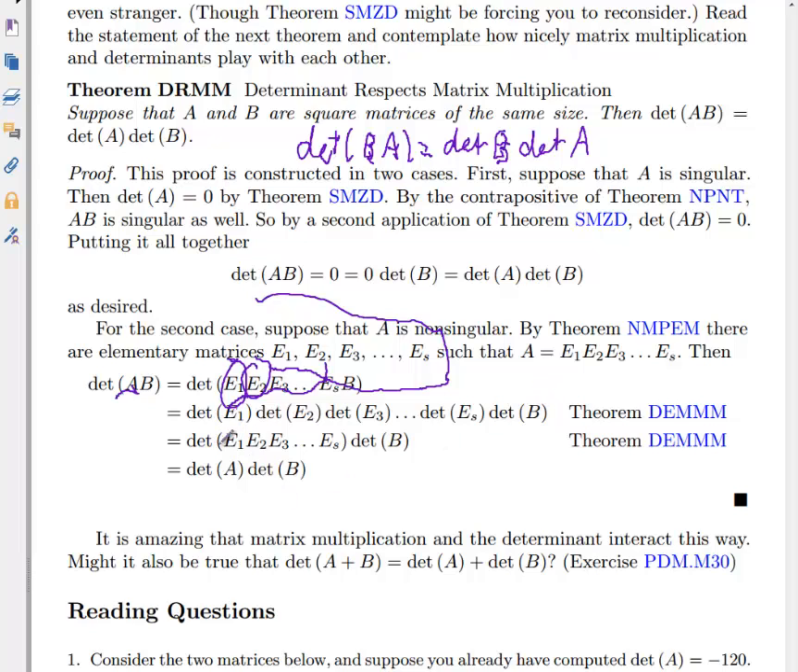Now, I can put all these determinants back together. And when I put them back together, I get this product times the determinant of B, and that's just the determinant of A. Okay, so this is the final result, that very important result, that the determinant of a product is the product of the determinants. All right, so that finishes our study of determinants.